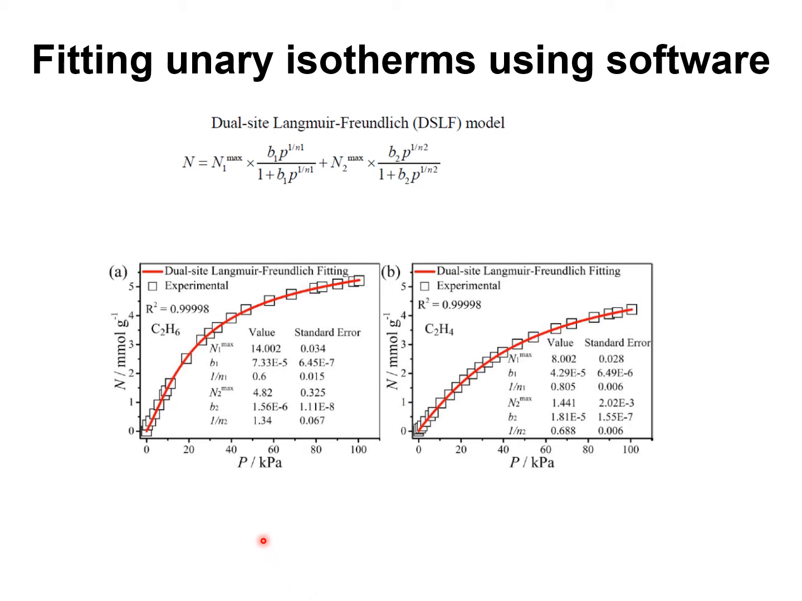The commercial software, if asked to fit the unary experimental data, produces 6 parameter values as shown here for ethane, and the 6 parameter values for ethylene are shown in this column. We note that the saturation capacities are unrealistic.